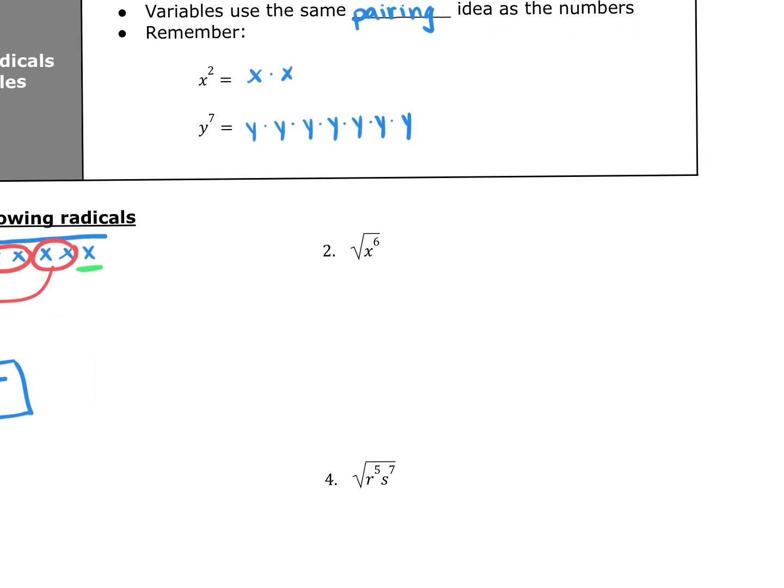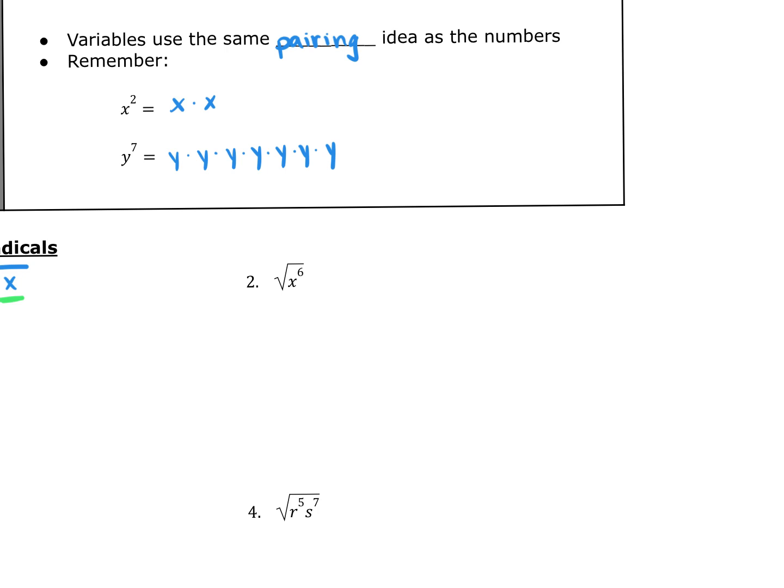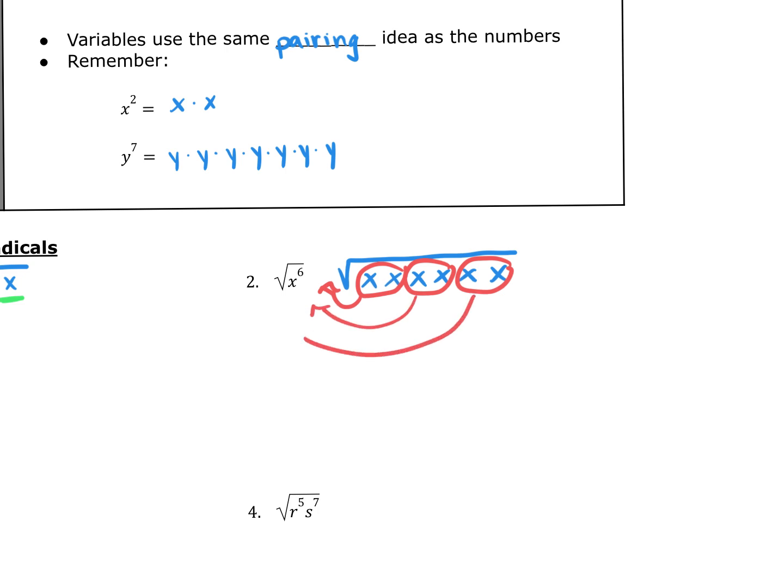Okay, let's look at this next one. We have x to the 6. So underneath my radical, I have 6 x's. So 1, 2, 3, 4, 5, 6. Now I'm going to circle my pairs. So I have a pair here, a pair here, and a pair here. Remember, each of those pairs go out front as 1. So instead of 2 x's, now they're 1x. So really I have an x for my first pair, an x for my second pair, and an x for my third pair.